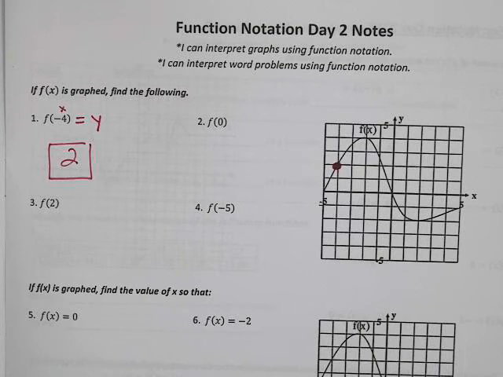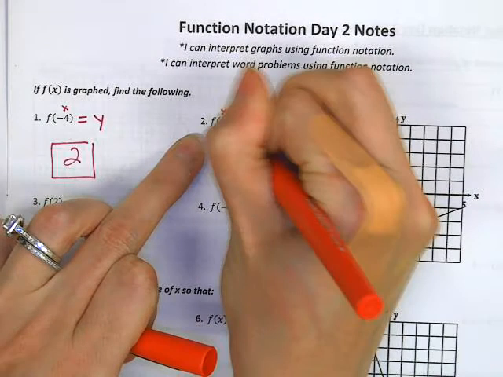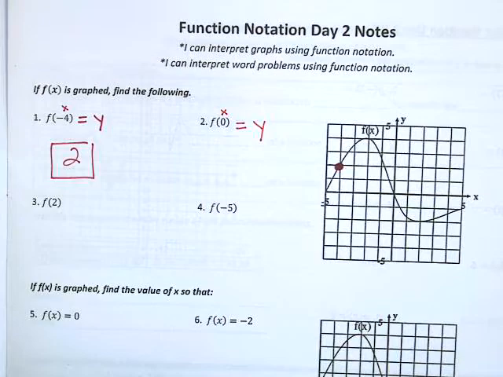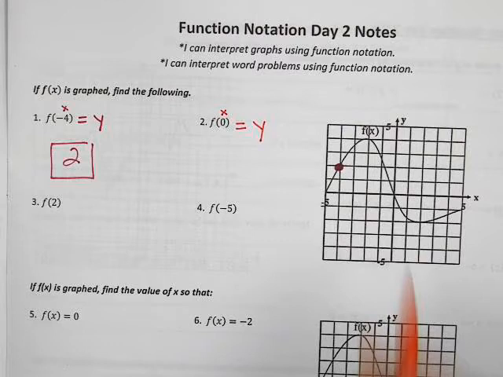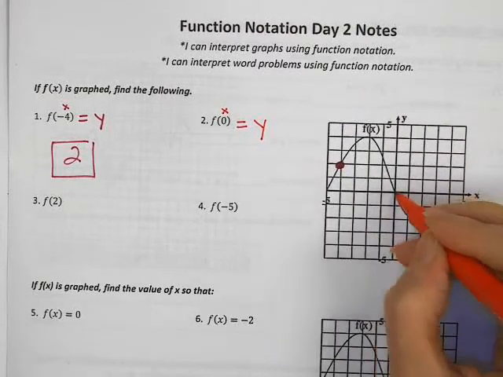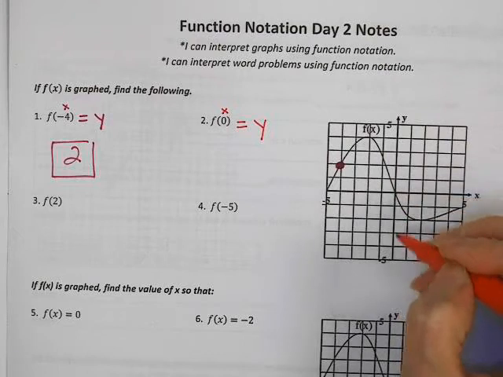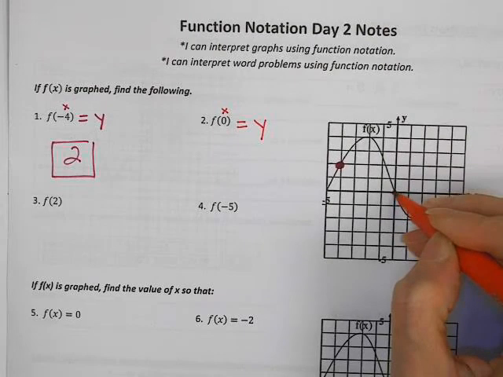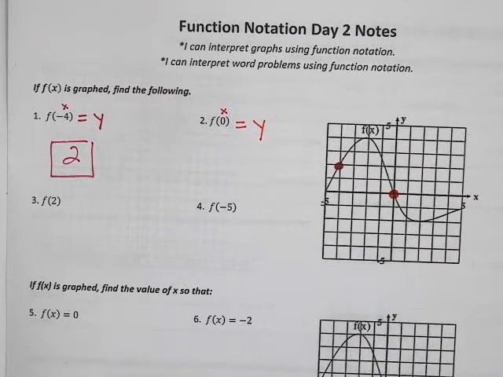All right, number 2. F of 0 means that x is 0. And they're saying when you find x equals 0, what is the y value? All right, so find where x is 0, and that's right here. And then find along when x is 0, where does it hit the graph? And that's right here. And what's the y value there? It's at 0.